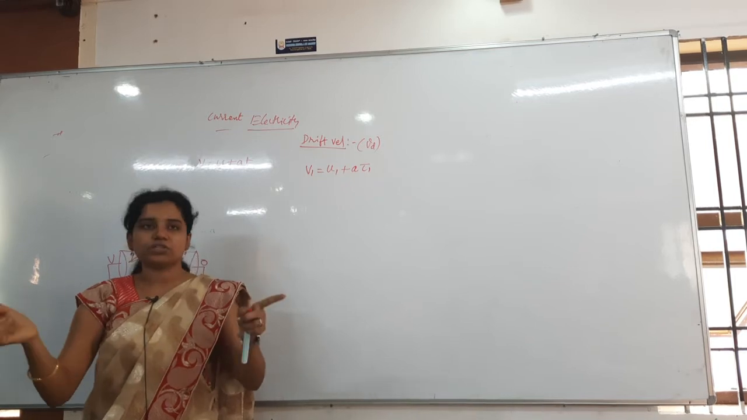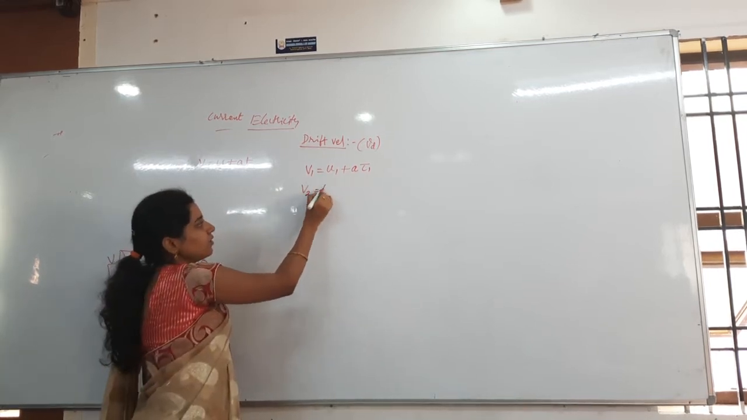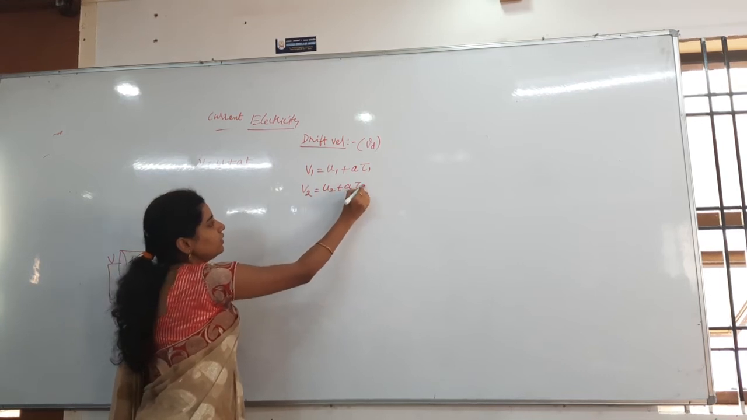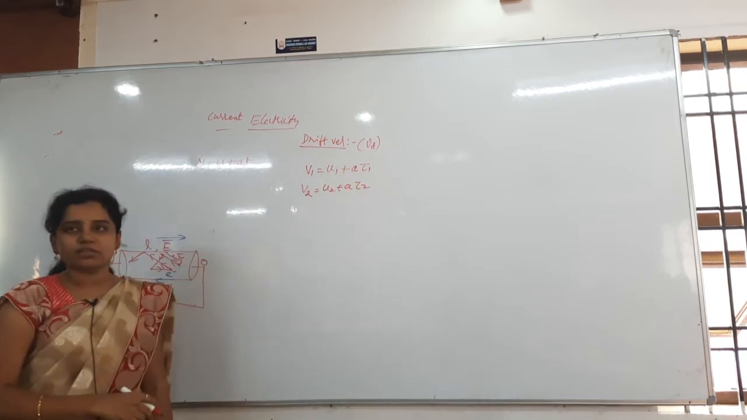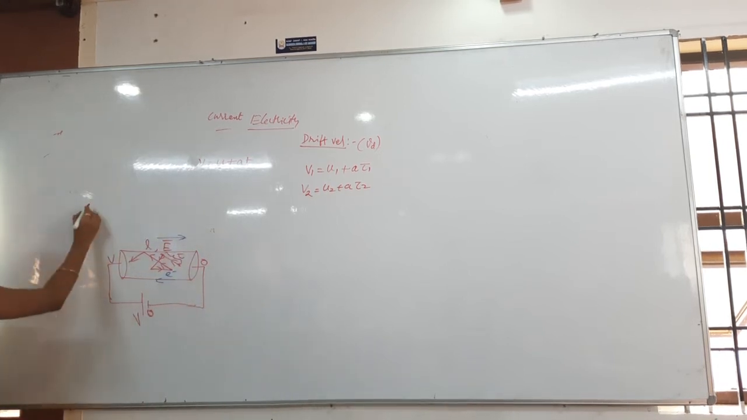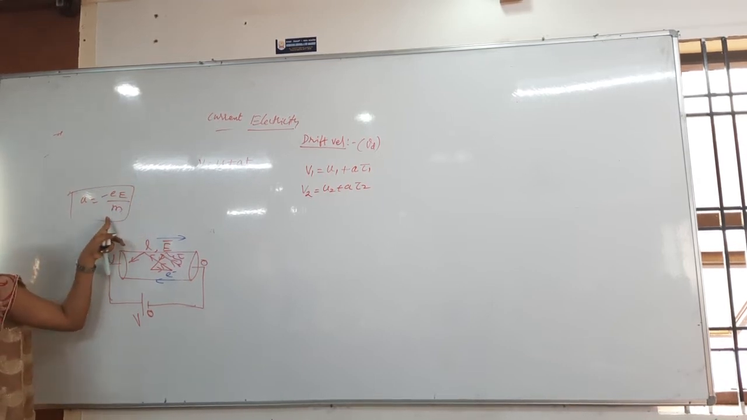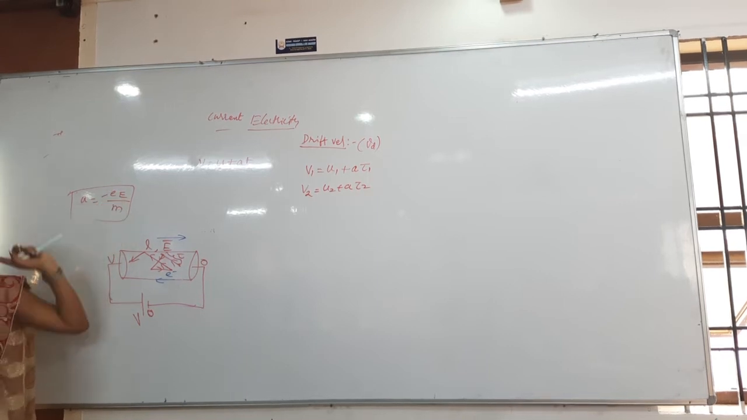Okay, any 2 collisions, that is tau 1. Then the second electron: U2 plus A into tau 2. Why am I taking A as constant? See, A is equal to what formula we got? Minus E by m. Electric field is the same, the mass of each electron is the same, and the charge of each electron is also the same. So that will be constant for everybody.